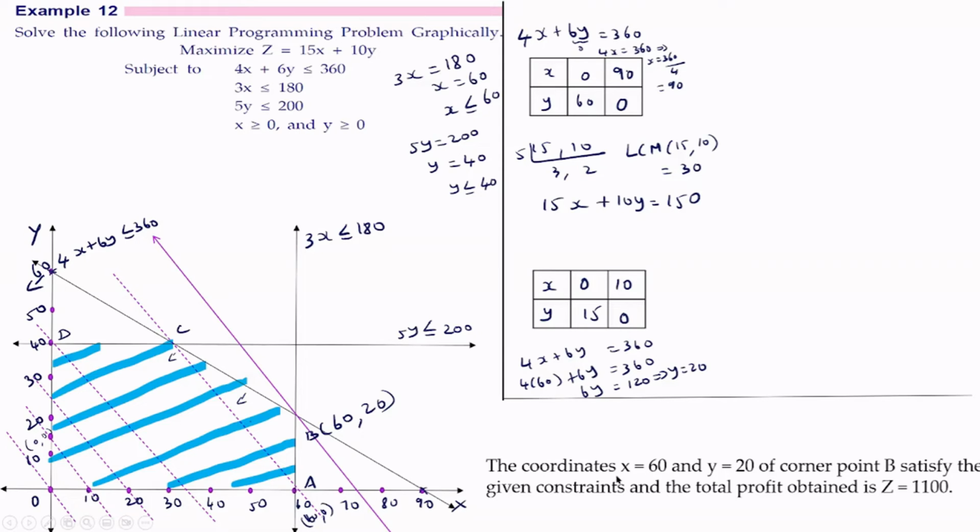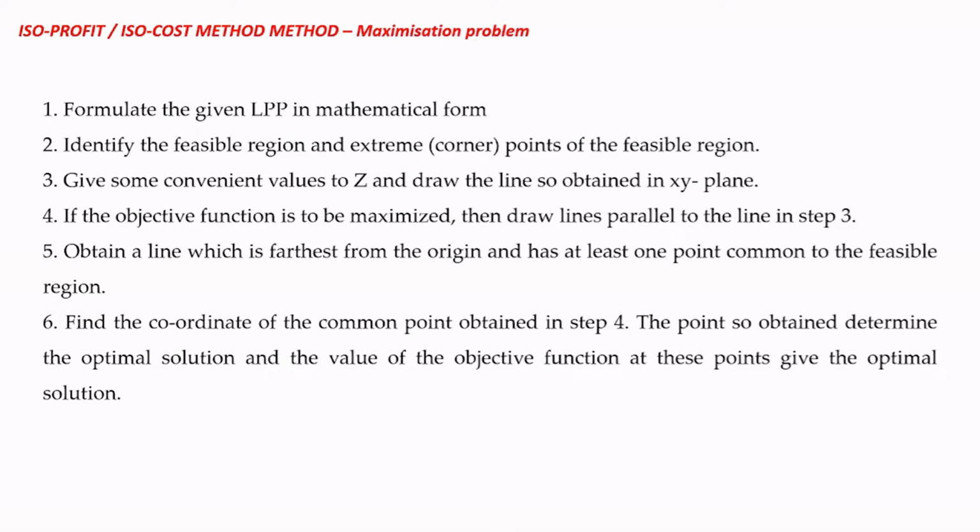The coordinates x equal to 60 and y equal to 20 of corner point B satisfy the given constraints, and the total profit obtained is Z equal to 15 into 60 plus 10 into 20. So it is 900 plus 200, which is 1100. So this is how we solve a linear programming problem using the isoprofit or isocost method. Now let us see the steps.